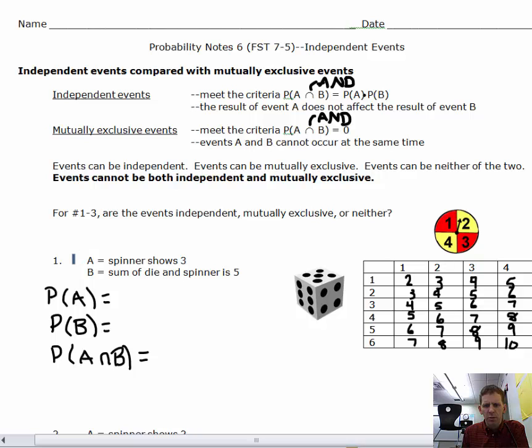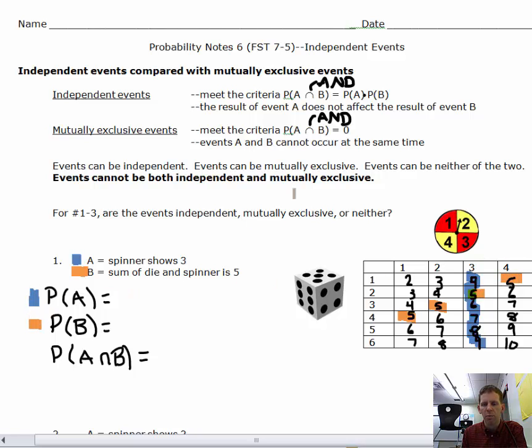Now I'm going to use this blue highlighter to represent event A, the spinner showing a 3. You'll notice the spinner showing a 3 happens down this vertical column right here. That's event A, and this happens 6 times out of the 24 entries on the table. Event B is the event that the sum of the die and the spinner is 5. I'm going to represent it with the color orange, and anywhere you see a sum of 5, I'm going to highlight it on the table as well. You'll see that it happens in 4 locations.